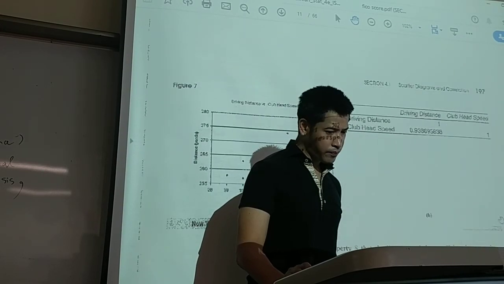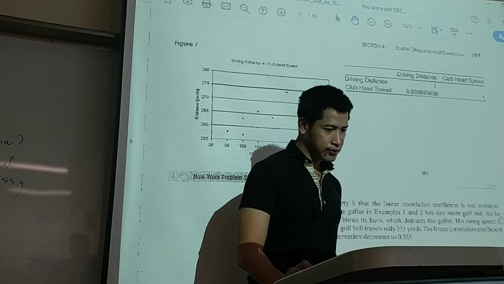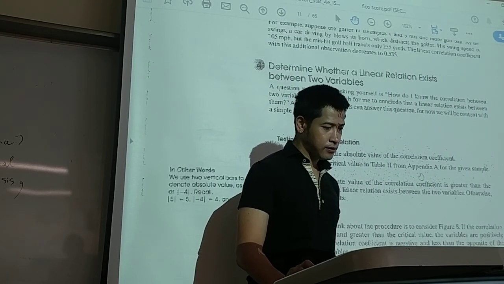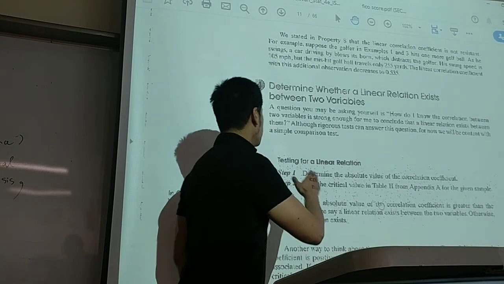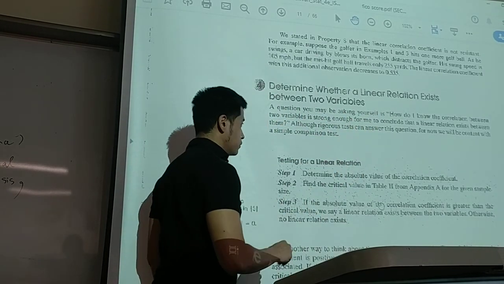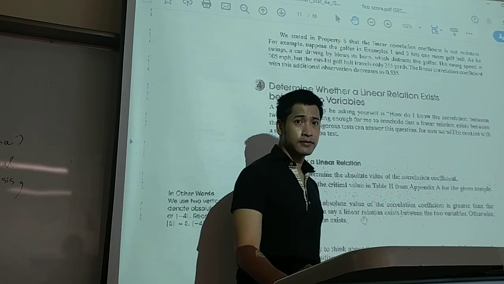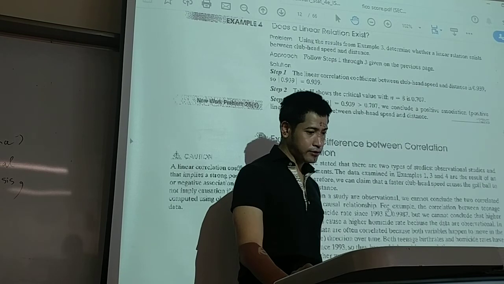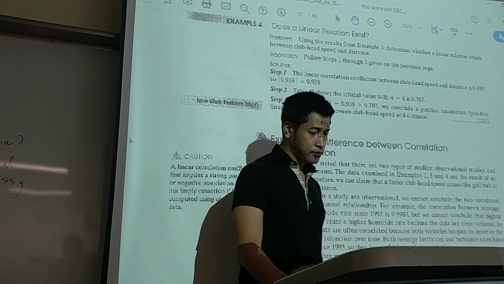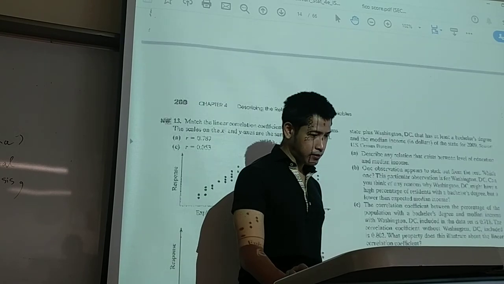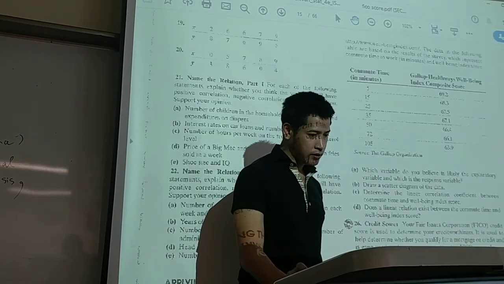On page 197. Clear? See here, determine whether a linear relation exists between two variables. All right? So it's a test, which we call correlation test. And we were practicing this exercise. Let me just recall your memory.